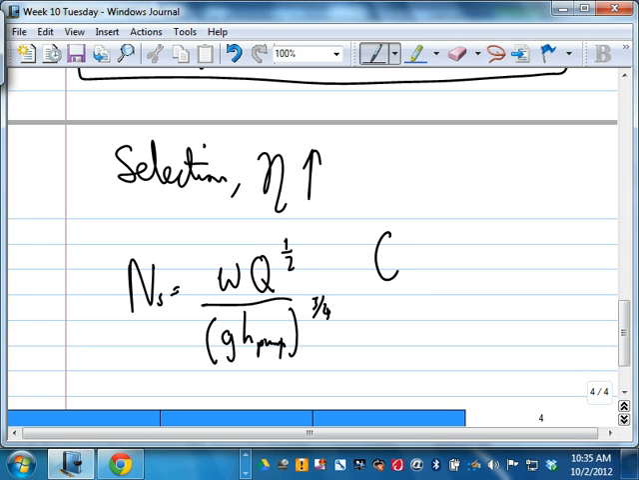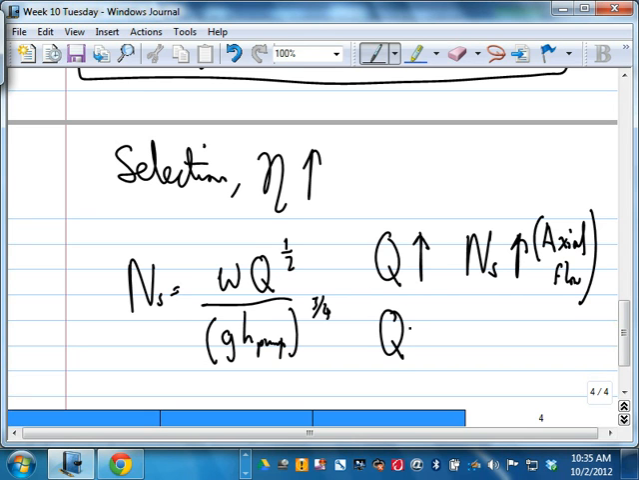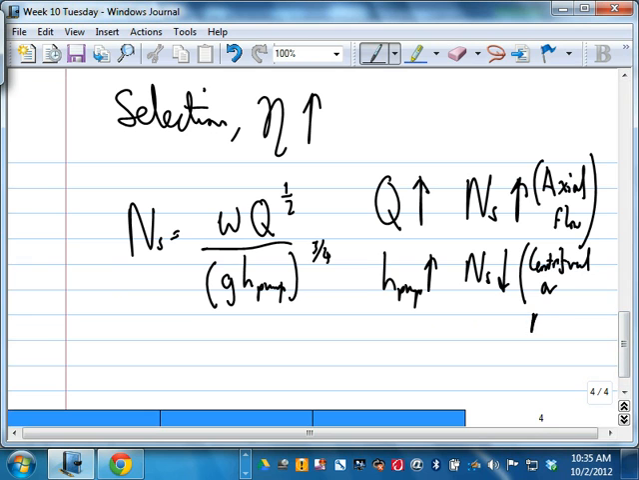Okay, so for Q high, what's the Q high? We expect the NS to be high. Alright, so basically this one is axial flow. Alright, for Q low, for head pump high, we expect the NS to be low. Then maybe centrifugal or positive displacement.